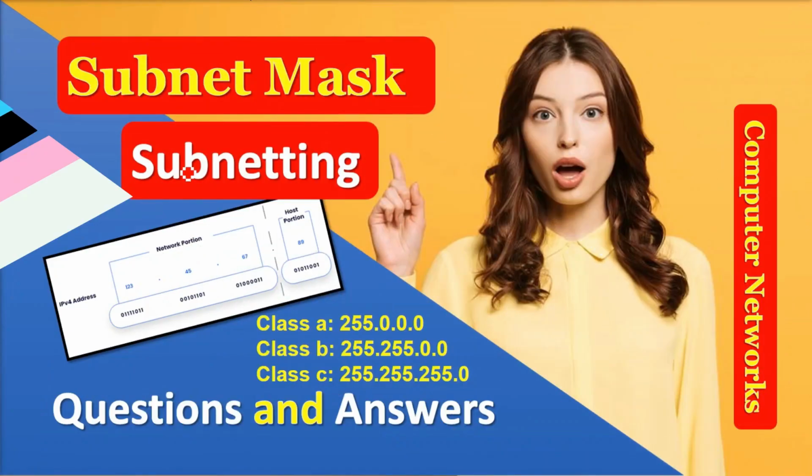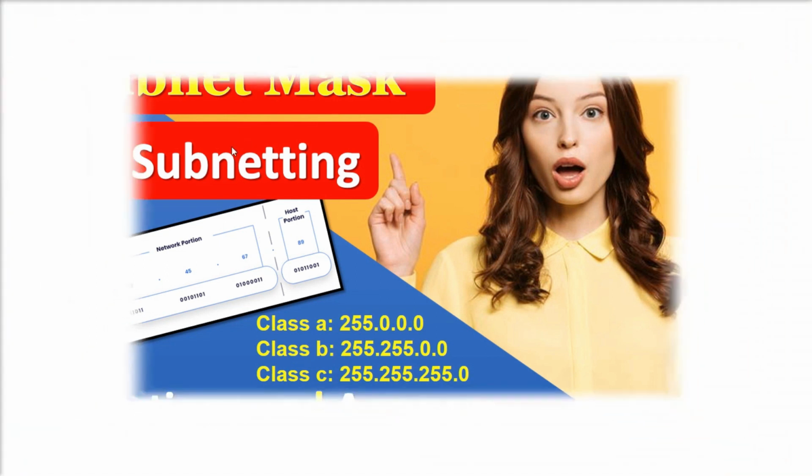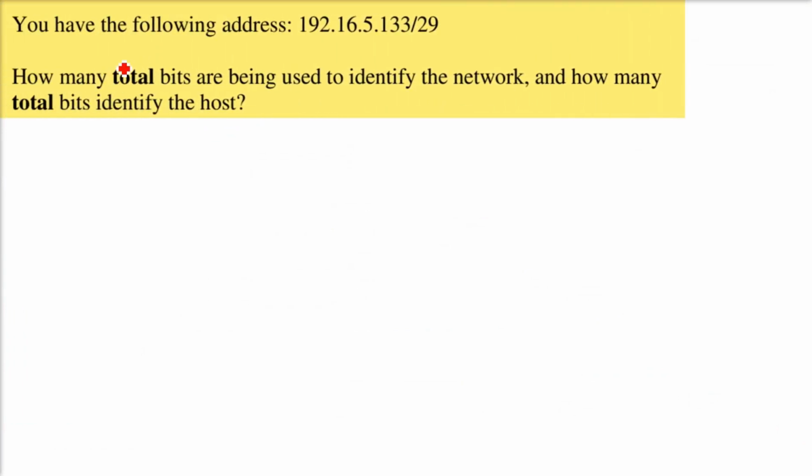Subnet mask, subnet masking or subnetting. So we are taking question answer on this. The first one is you have this address, and please remember that in classful addressing we have 5 classes: A, B, C, D, E. D and E don't have any default subnet mask. A, B and C have subnet mask.